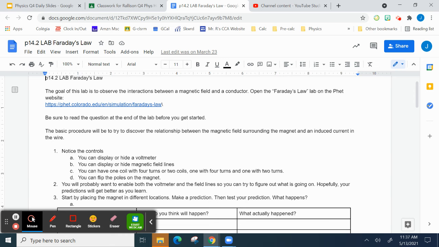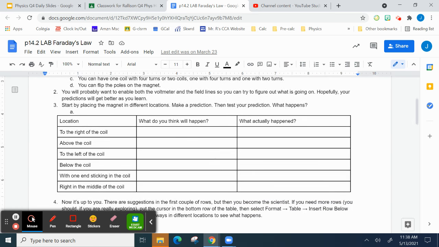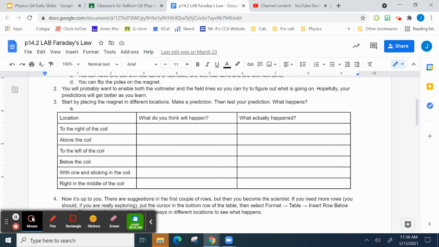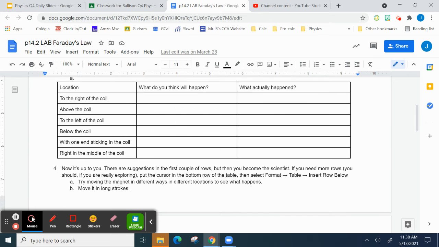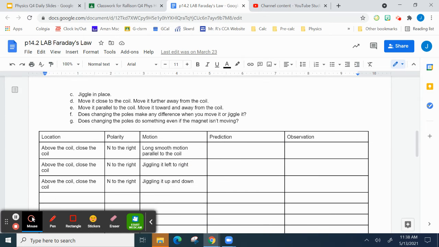By the way, I'm going to be galloping through this because I've got 3 labs to do today. So basically, what you're trying to discover is the kind of things that happen when you move magnets in different ways around a coil of wire. And then does it change with 2 turns or 4 turns? We're going to start by placing the magnet in different locations and see what happens. And then we're going to move the magnet in different ways and see what happens.